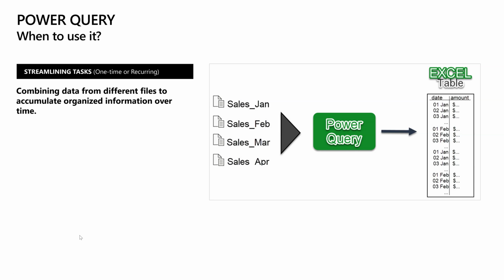Another scenario is when we want to combine data from different files to accumulate organized information over time. We could have a folder where files with data are accumulated along the time, and when we have a new file placed into that folder, we want to update the report that considers all the information contained in all the files. For example, a sales report is based on the monthly files with information about sales saved in a specific folder.